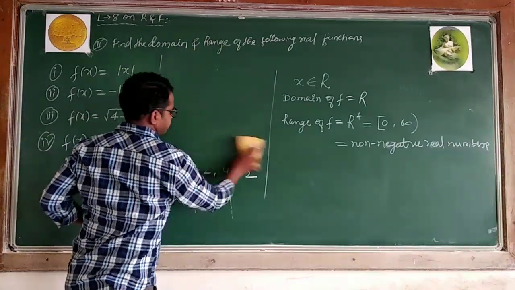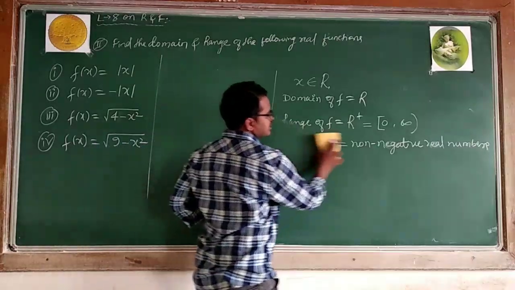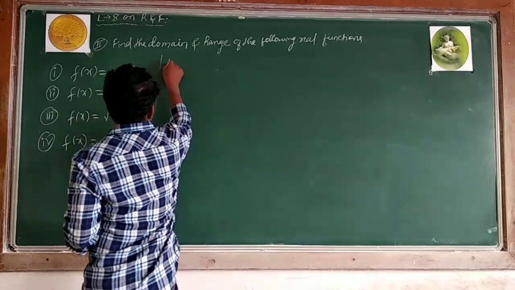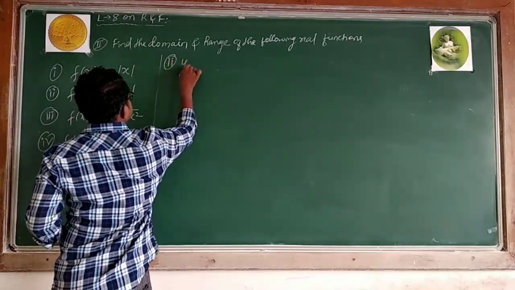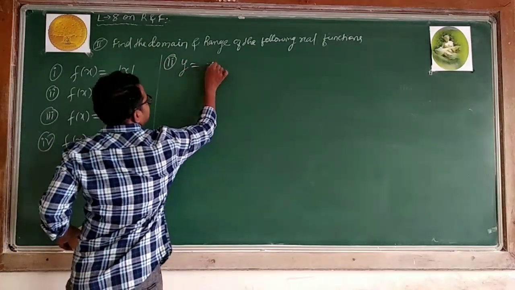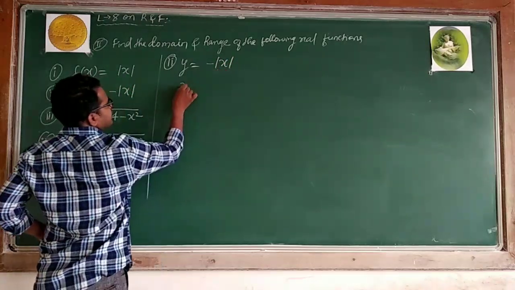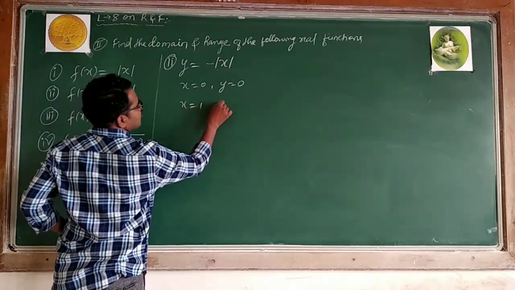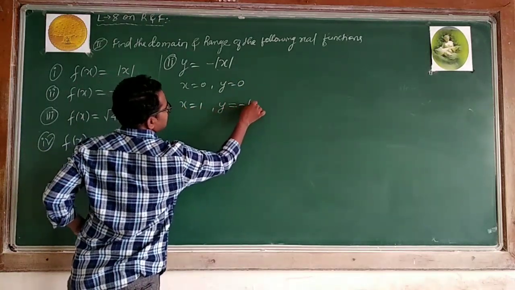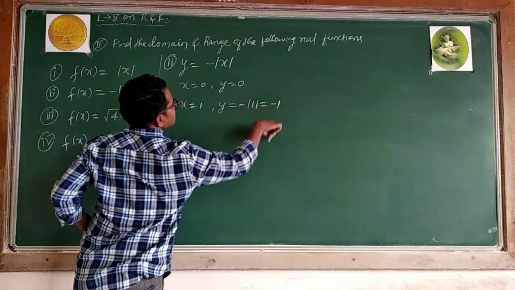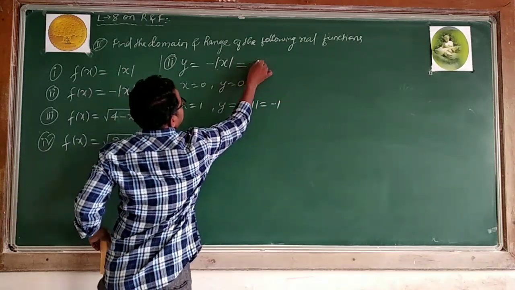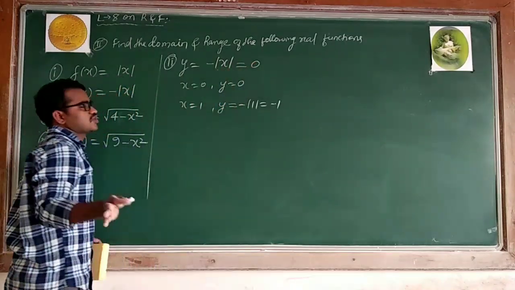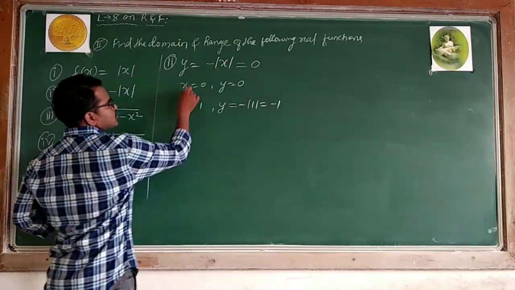What is the second? What is the given? The given can be written as the second function, which is nothing but y is equal to minus modulus of x. If x is 0, y is 0. If x is 1, y is equal to minus of 1, which is minus 1 only. For the 0 case, we get 0 only. When x is 0, modulus of 0, minus 0 or plus 0 does not matter. So for x is 0, we get 0.